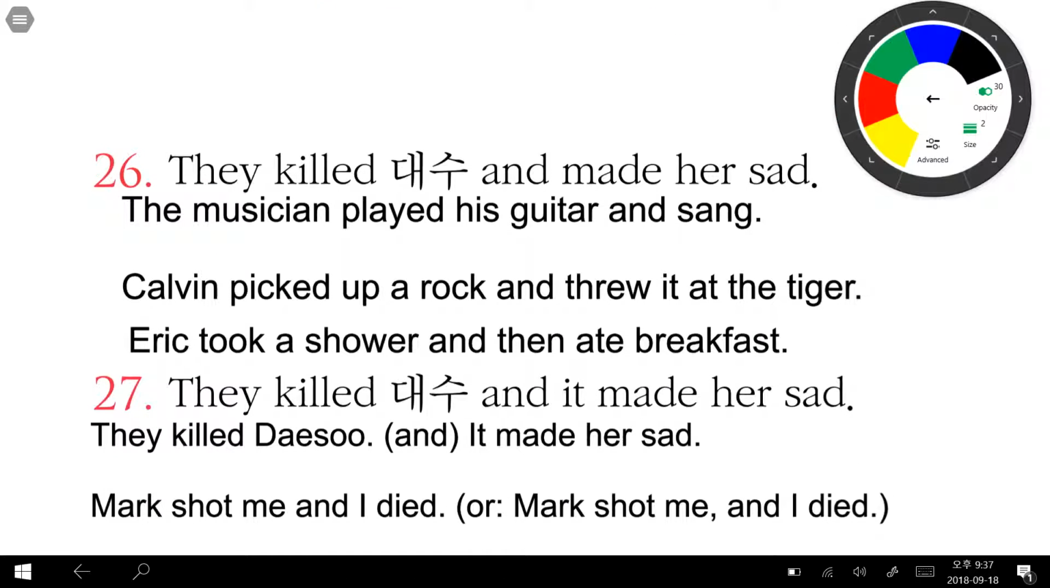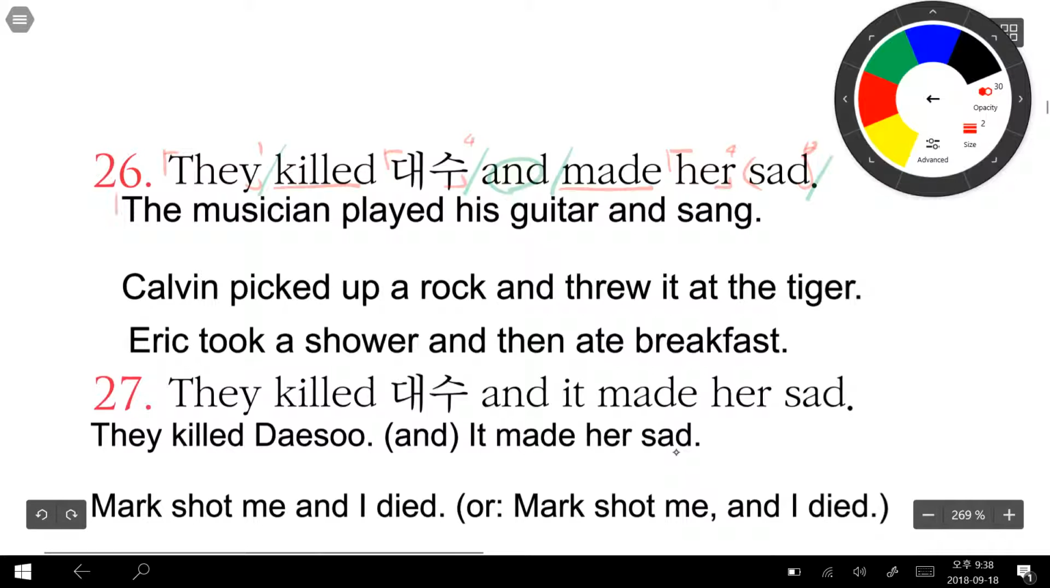Sentence 26, they killed Desu and made her sad, has a compound predicate. This means that the subject is performing two different actions. Compound predicates are helpful when we want to describe two actions being performed at the same time, or when one action is performed immediately after another. Here are two more examples.